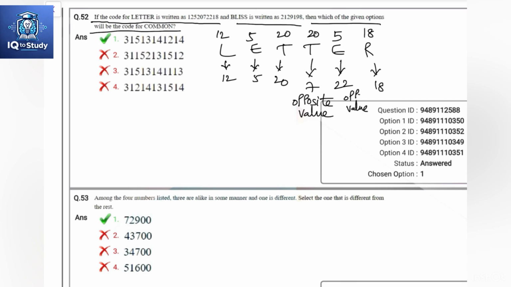Similarly, they have given BLISS. Let's take the positional values of BLISS. B means 2, L is 12, I is 9, S is 19. Their code is given as 2, 12, 9, 1, 9, 8. Here 2 as it is, 12 as it is, 9 as it is, 19 as it is, and here the opposite value of 19 is 8. It means the positional value opposite to S is 8.